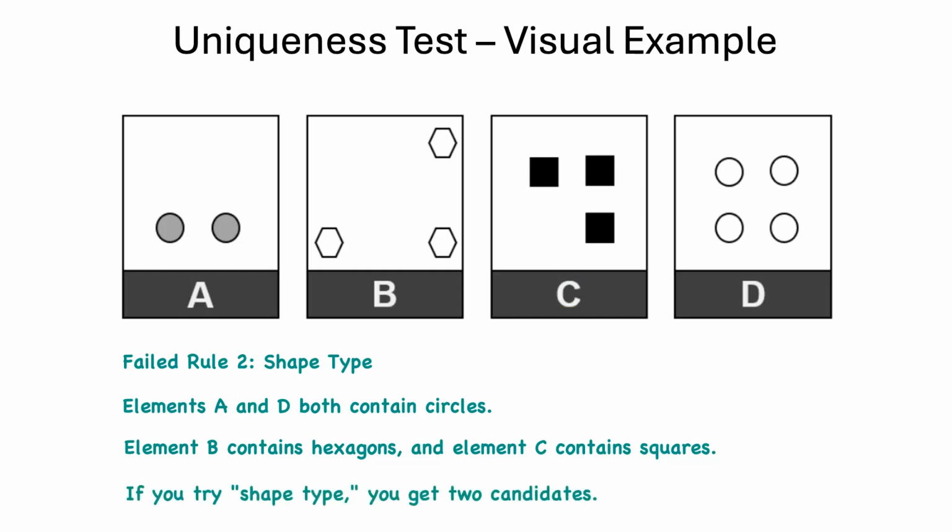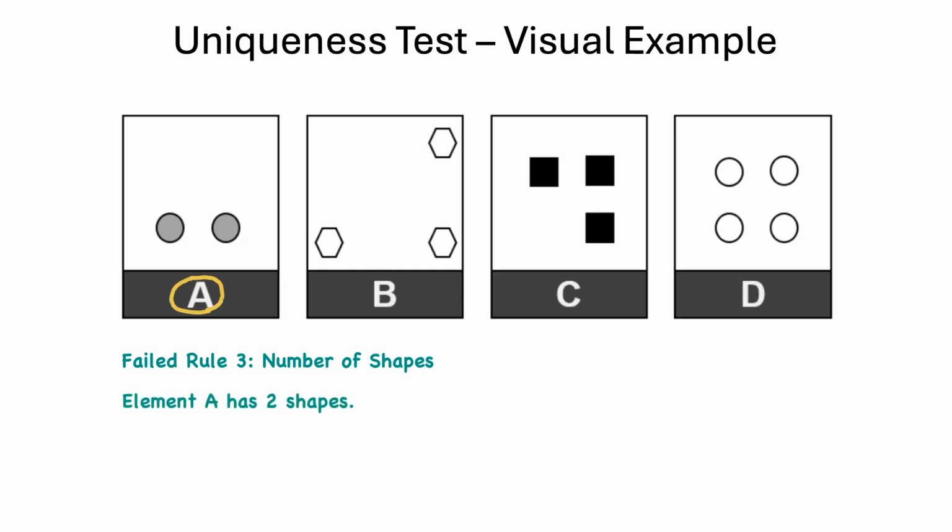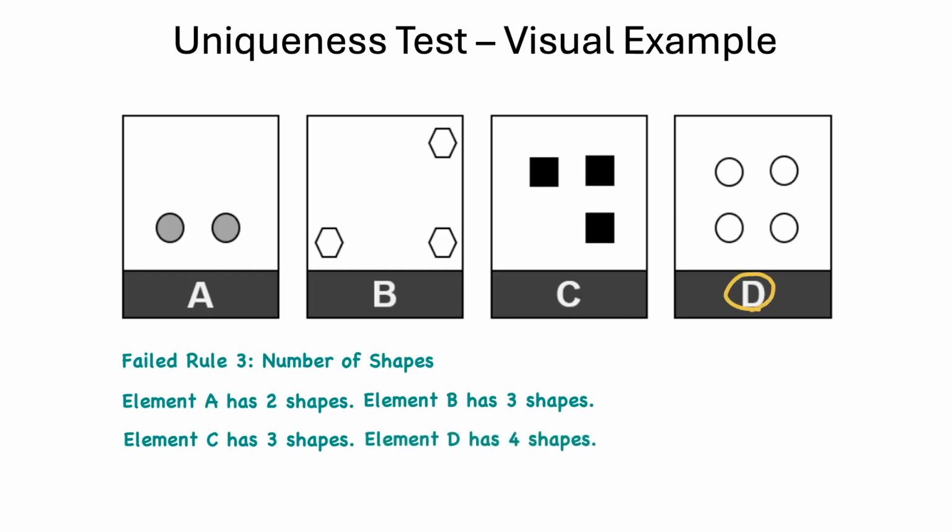So if you try shape type, then you get 2 candidates, so it also fails the uniqueness test. Next, we have failed rule number 3, which is the number of shapes. Reviewing our elements once more, we see that element A has 2, B has 3 shapes, C has 3 shapes as well, and D has 4.